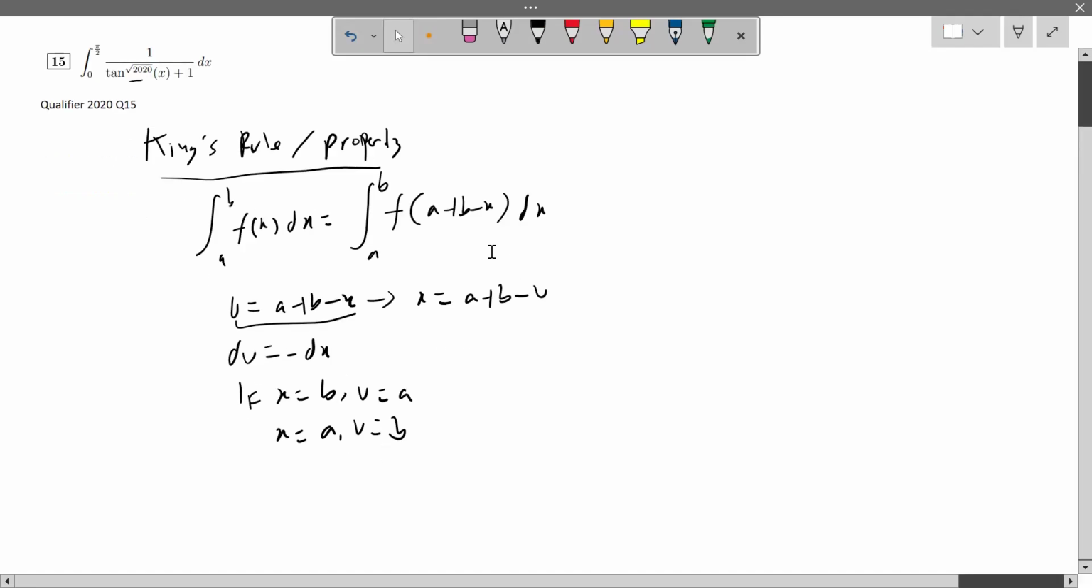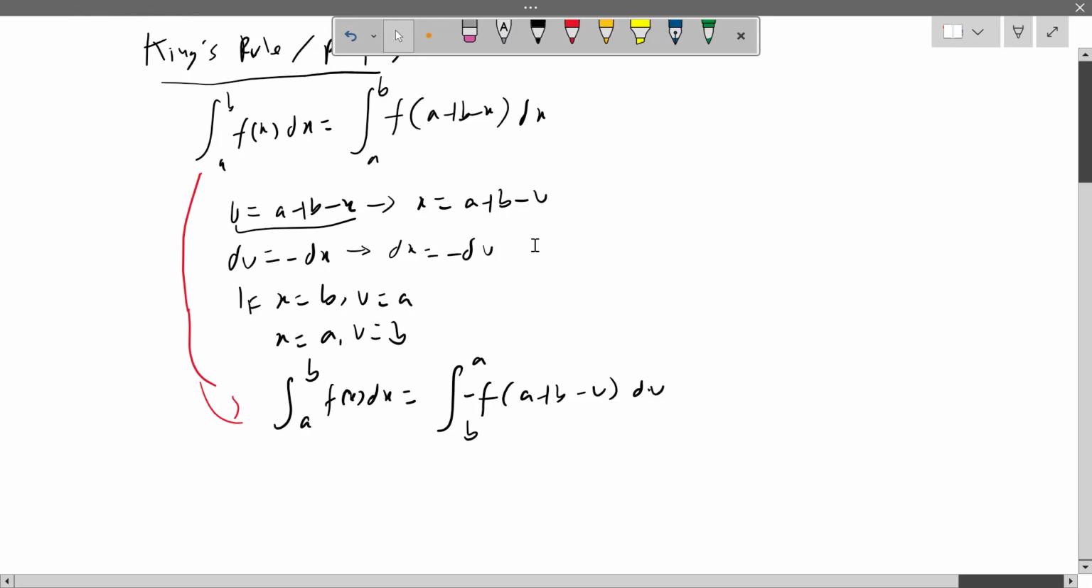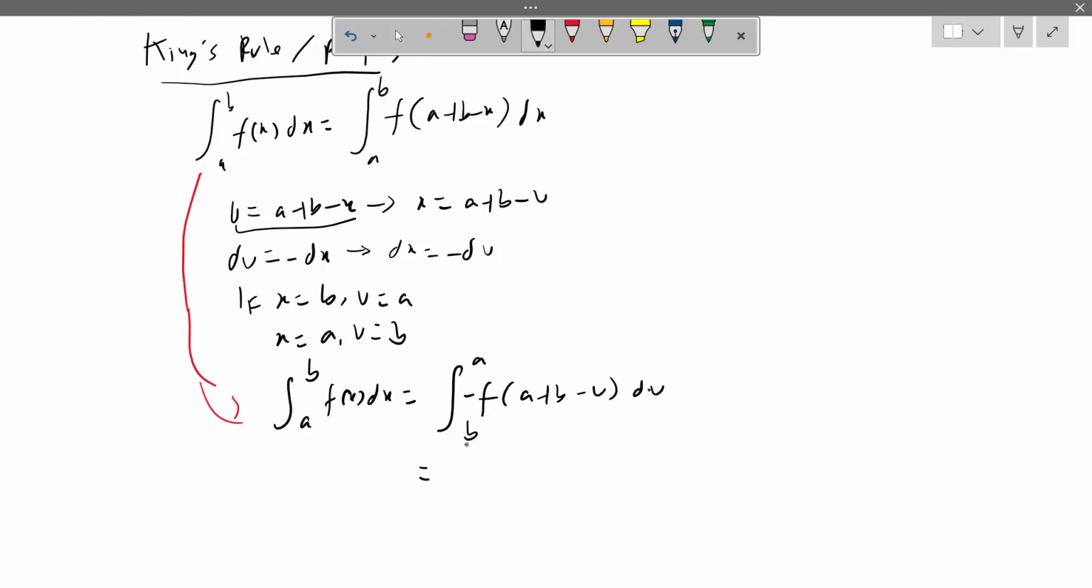Now we substitute this into the left integral. If we rewrite the left side integral, we've got the integral from b to a of f of a plus b minus u, and then remember that dx is equal to minus du. So this is minus, and then there's du. Because there's a negative sign here, we can flip the bounds and multiply the integrand by -1. So this is the integral of f of a plus b minus u du from a to b. So this is the rule that we're going to use to solve this problem.